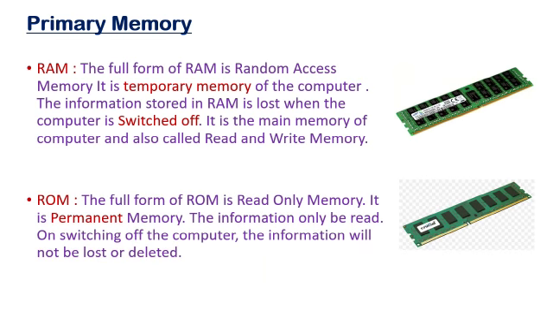Then we have ROM. The full form of ROM is read-only memory. It is a permanent memory. The information can only be read. You cannot make changes in that information. On switching off the computer, the information will not be lost or deleted. So if you open your computer again, you will find that information and you can go through it again. The ROM looks like the image given here.